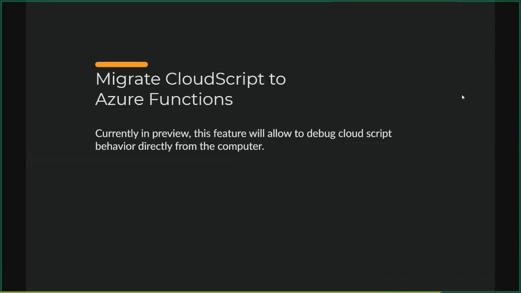I want to migrate CloudScript to Azure Functions. This is a new feature that PlayFab has in preview, but basically it will allow me to debug CloudScript behavior directly from my computer. So I can hook up a cloud function and tell PlayFab, hey, don't execute this on your server, execute it on my computer, and I can actually receive traffic from a player and debug the code in real time, which is pretty amazing.